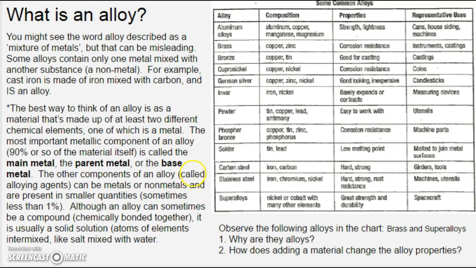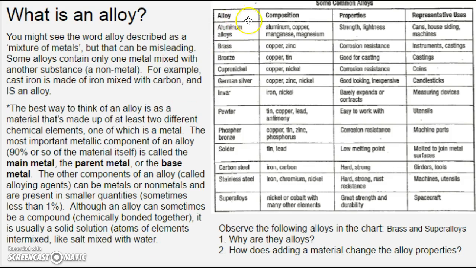The other components of the alloy, called alloying agents, can be metals or nonmetals and are present in smaller quantities, sometimes less than 1%. Although an alloy can sometimes be a compound, which is chemically bonded together, it usually is a solid solution, which is atoms of elements intermixed, like salt mixed with water.